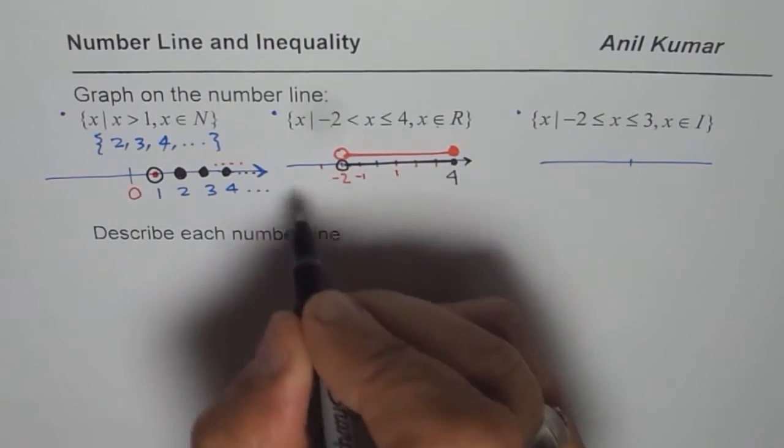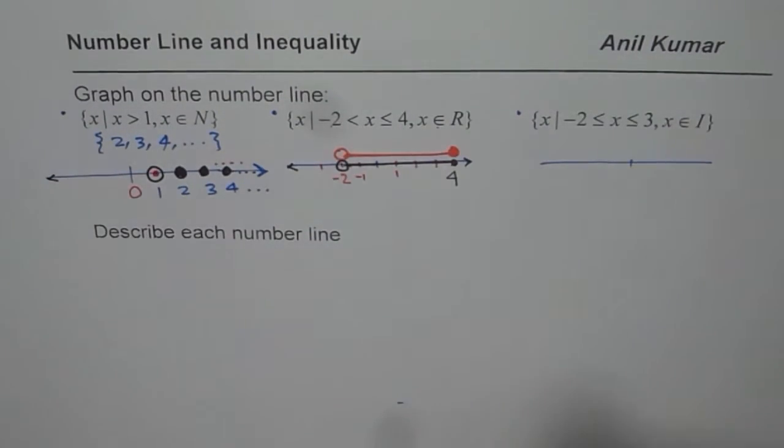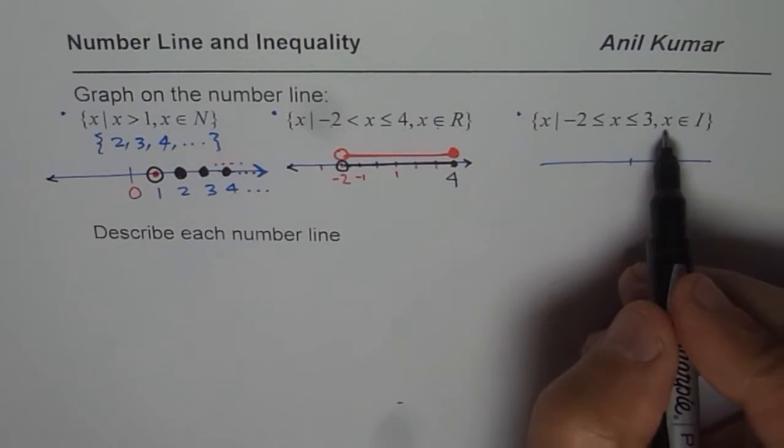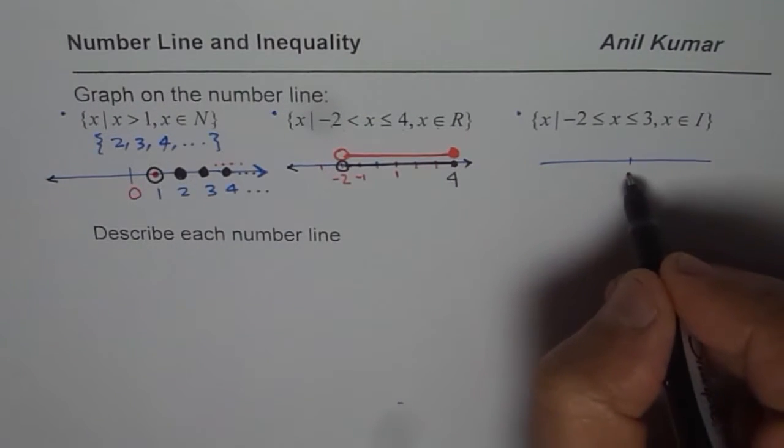All right, so I hope you get the concept. So this is how we are going to do it. Now here we have x belongs to integers. Integers are negative and positive numbers including 0. So it includes 0 also.